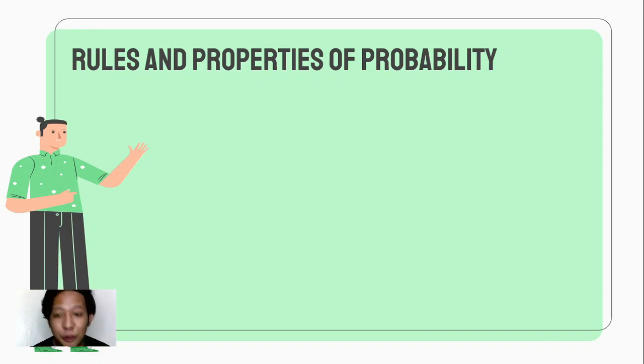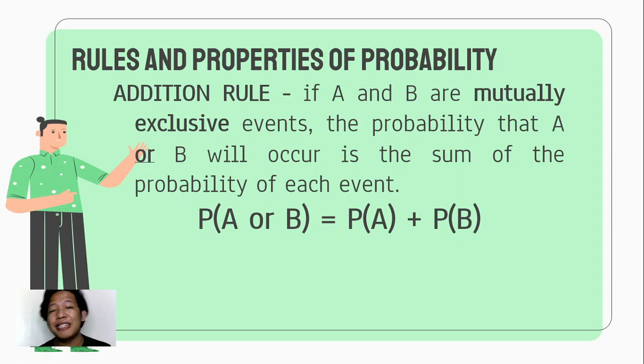Now, we have rules that we need to follow for us to get the probability of a certain event correctly. We have this certain rule. Number one is the addition rule. Addition rule states that if A and B are mutually exclusive events, the probability that A or B will occur is the sum of the probability of each event. Or in symbols, that is the probability of A or B equals the probability of A plus the probability of B. What do we mean by a mutually exclusive event?